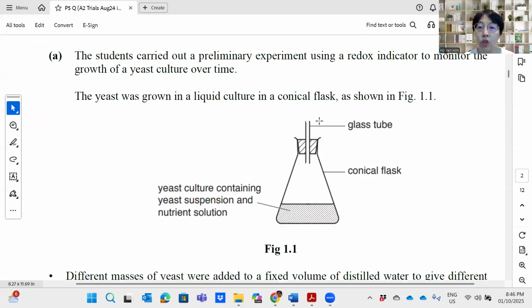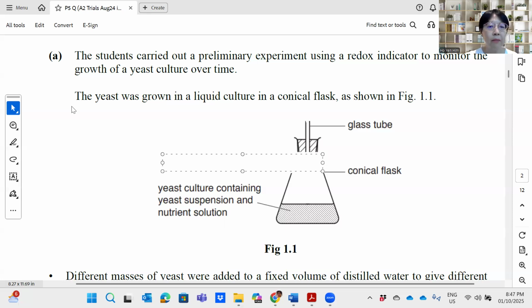So you have a glass tube here, which allows oxygen to enter for the yeast to respire aerobically, right? And then you have a conical flask, and inside you have yeast culture, containing yeast suspension and nutrient solution. So you want to culture the yeast, you want the yeast to grow. You must have the yeast, of course, because yeast gives us all the enzymes for respiration. And then you also must have the glucose, so that you can carry out respiration and produce ATP for the cell to grow. So you have both of them inside that.